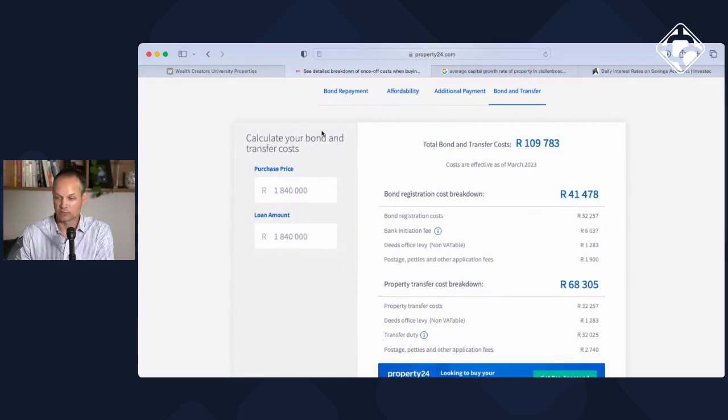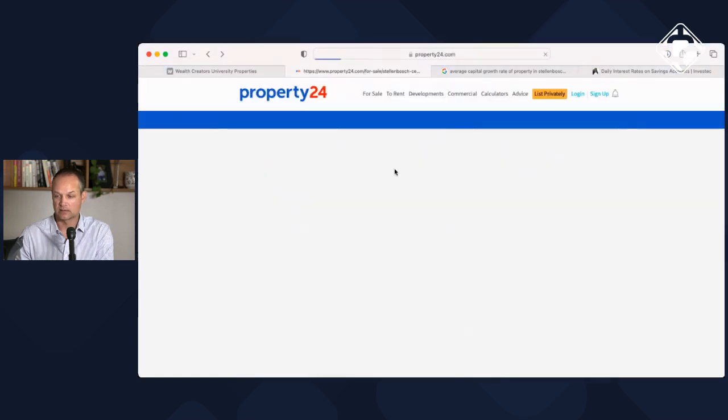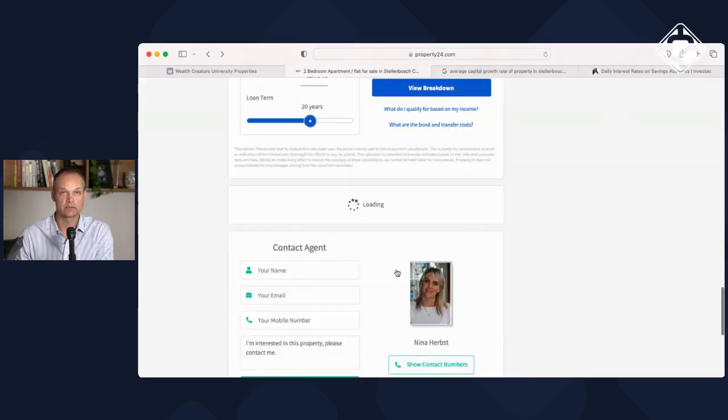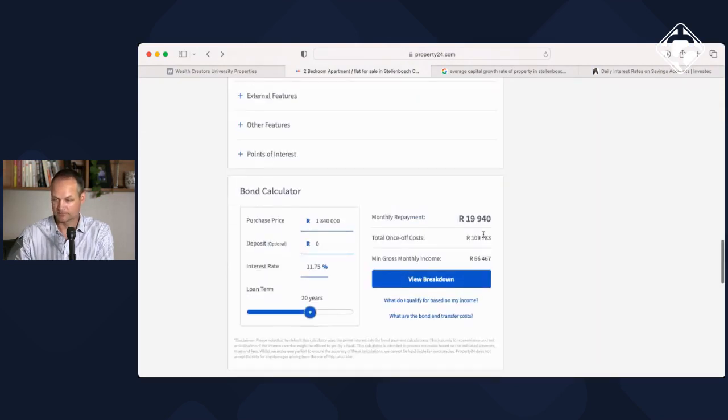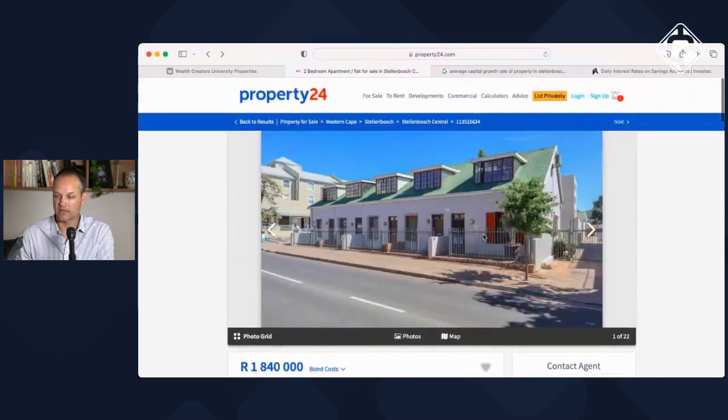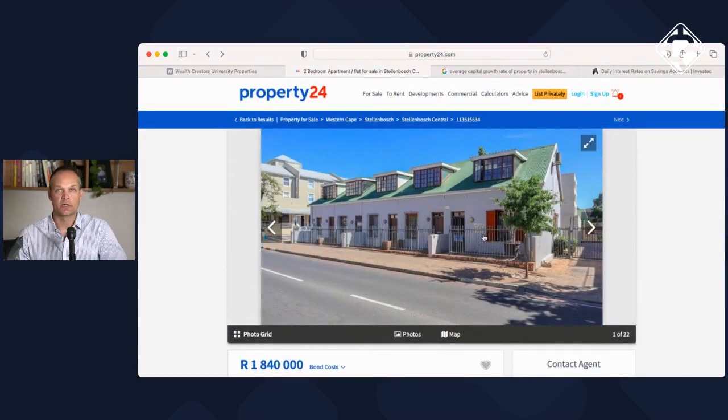So these are all very important numbers that I need to gather in my quest to determine whether this is a good investment property. So that gives me a very good framework in terms of determining whether this is a very good investment opportunity for me to invest into.